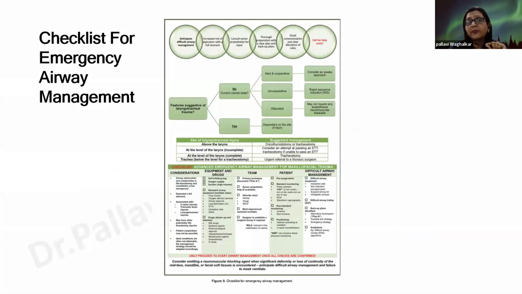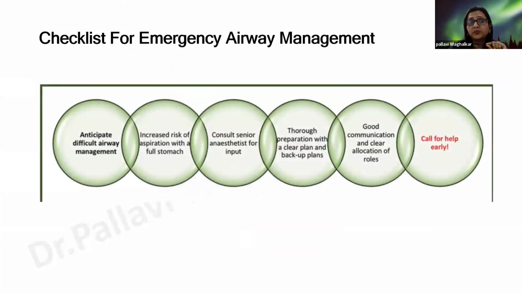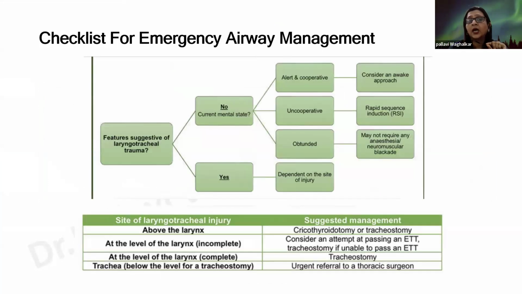Now this emergency airway management checklist they have given: in these cases, we have to first anticipate the difficult airway. Whether there is increased risk of aspiration or full stomach, we have to consult the senior anesthetist. Thorough preparation, clear plans, backup plans should be there and good communication should be there.